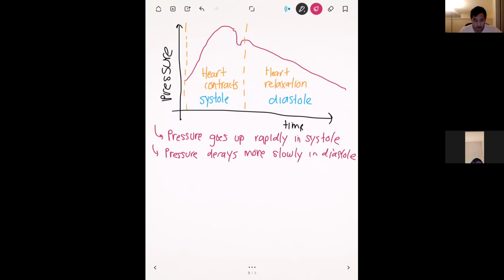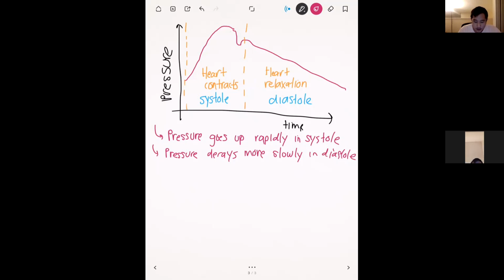When your heart contracts, it causes a big rise in blood pressure in your system. But then when the heart relaxes, it actually takes the pressure a while to go back down to its diastolic value. Okay, and we'll talk about why that is in a second. But it's mostly a matter of the fact that you have flexible blood vessels. Right? But we'll get there.